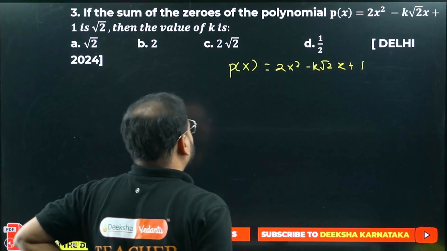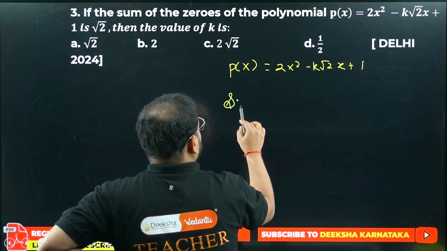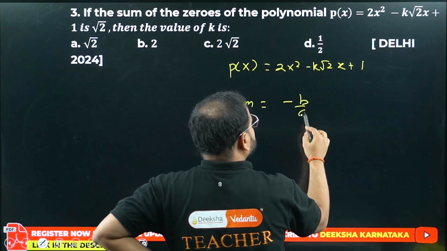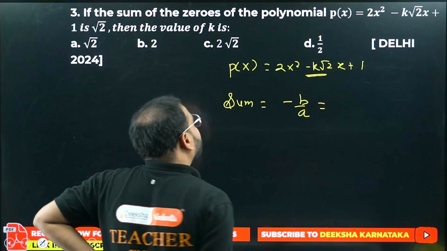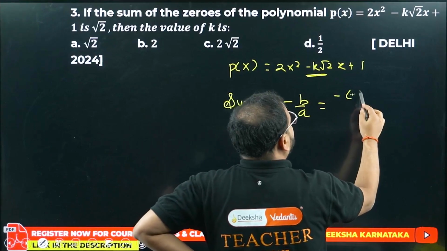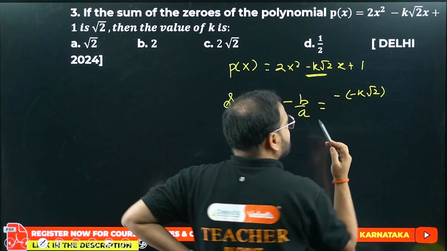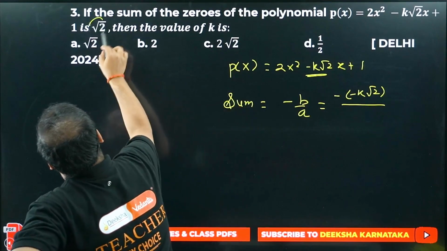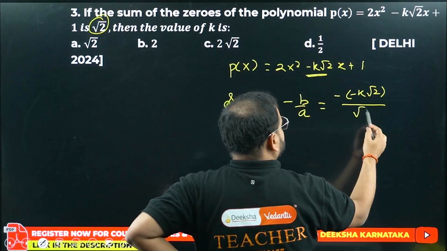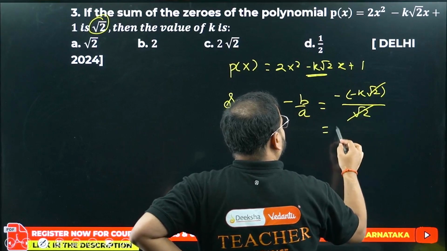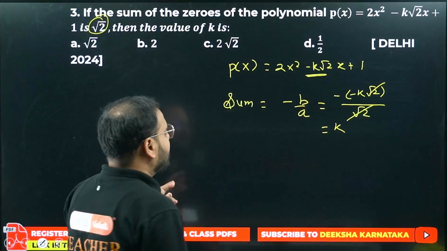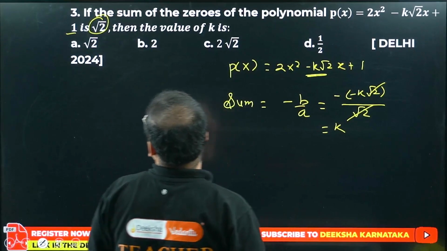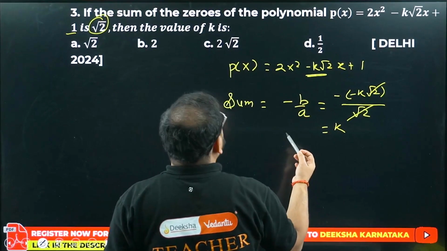They are saying that sum of the zeros. Please find the sum of the zeros, bacha. Sum is equals to what? Minus b by a. Minus b by a means what? What's the minus b? Please compare here. Minus b will be what? Minus of minus k root 2, because b is minus k root 2 divided by a. What is the a value? Root 2. Right here, root 2. Cancel this. What are you going to get? Plus k. And they've given the sum is root 2, right?